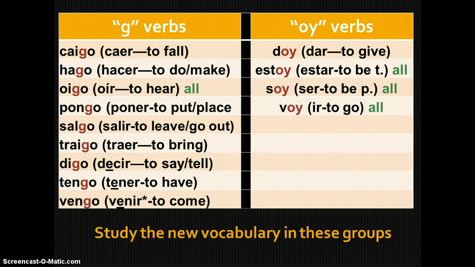Another category is oy verbs. Dar, to give, becomes doy. Estar, to be temporary, becomes estoy, and it's irregular in all conjugations. Ser, to be permanent, becomes soy, and is irregular in all 6 conjugations. And ir means to go, and the yo form is voy, and it's irregular in all 6 conjugations.